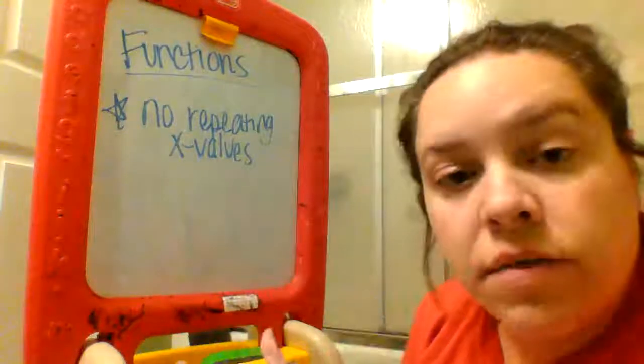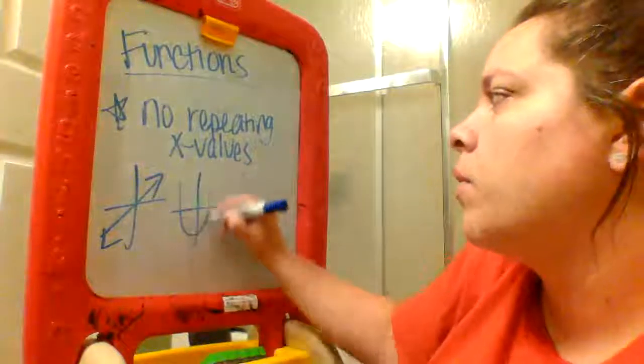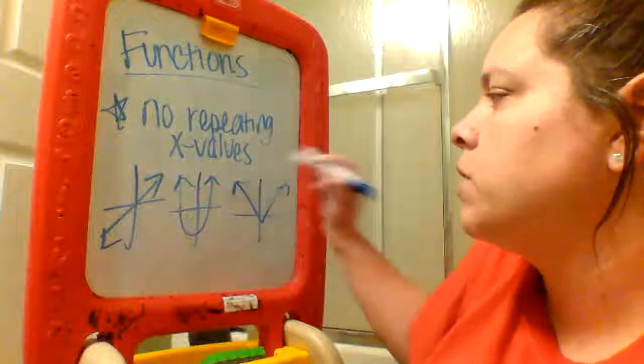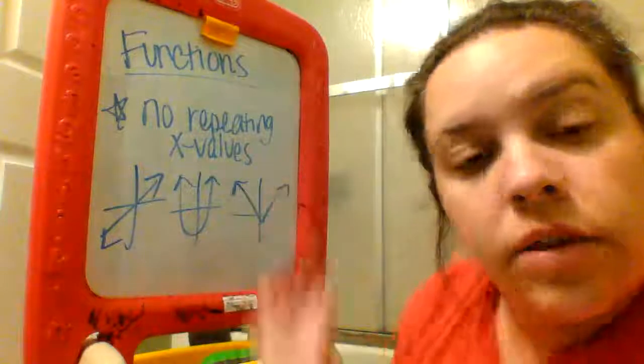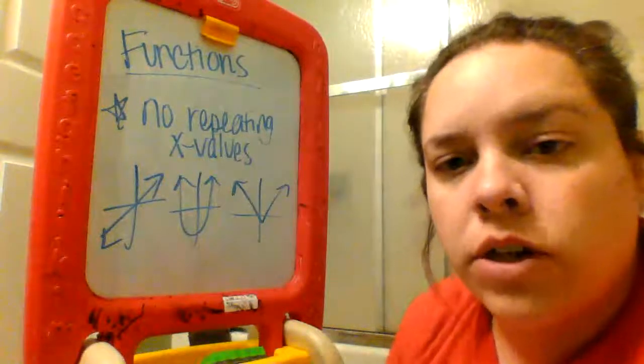So some graphs of things that are functions: lines, parabolas, absolute value shapes. Those are all functions because if you were to draw vertical lines down those graphs, none of the x values would repeat. So that's just kind of a refresher of what a function is.